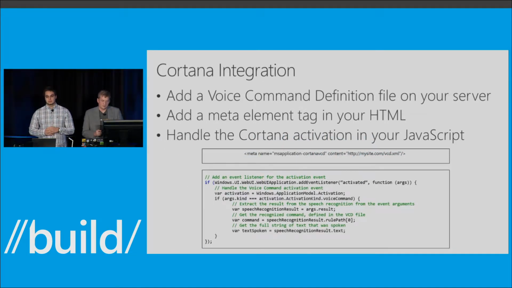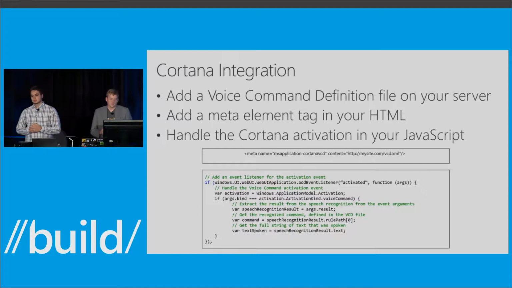A little example. So for Cortana integration, what you do is you add a VCD file to your web app. So that's a voice command definition file, and that's going to tell Cortana when I say particular phrases, it'll pass that into your web app. And then in JavaScript, in the activation of your app, you can pull up the speech that was given to Cortana and then determine what you want to do with that in your website. So you have the ability to register that VCD with Cortana and then react to the information she passes back to your web app through JavaScript.